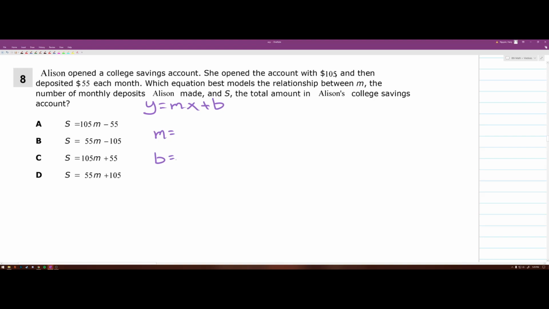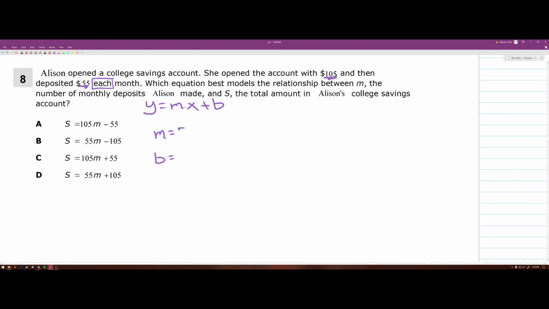So then we're going to go through the problem and look, and it says Allison opened an account. She opened it with 105, so that's going to be an important number, and then deposited $55. I need to figure out which one's going to be my M and which one's going to be my B. And if I keep reading, it says $55 each month. That word right there is our key word. Remember, each, every, and per are slope words. Every time we see that, we know that's going to be our M, which is slope.